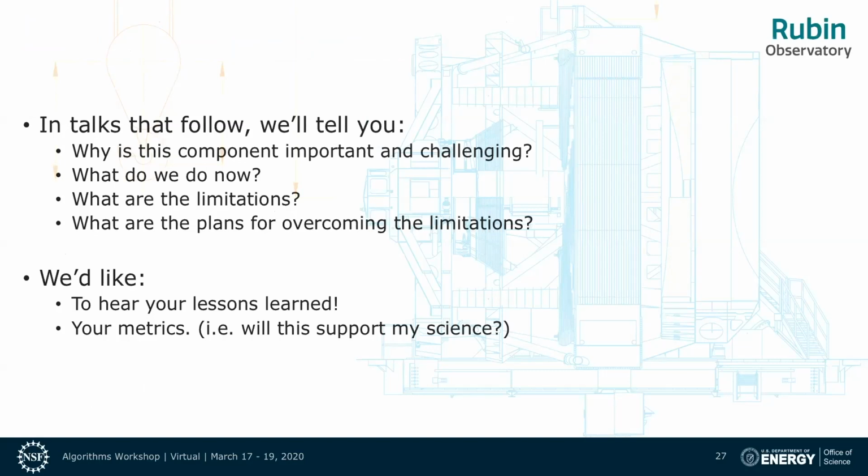So what are we doing here? In the talks that follow, we're going to tell you, why is this algorithmic component important and challenging? What do we do now? What are the current limitations? And we promise we will be honest. And what are the plans for overcoming the limitations?